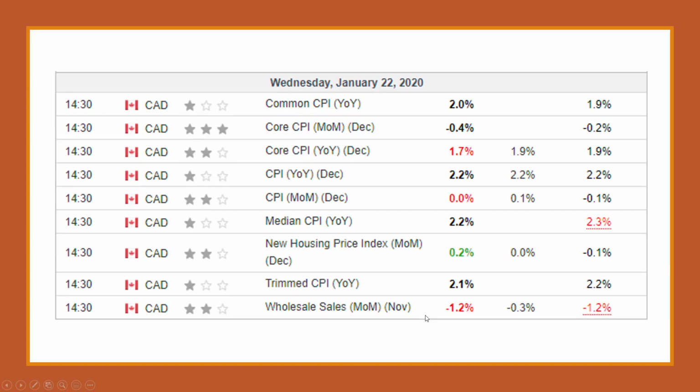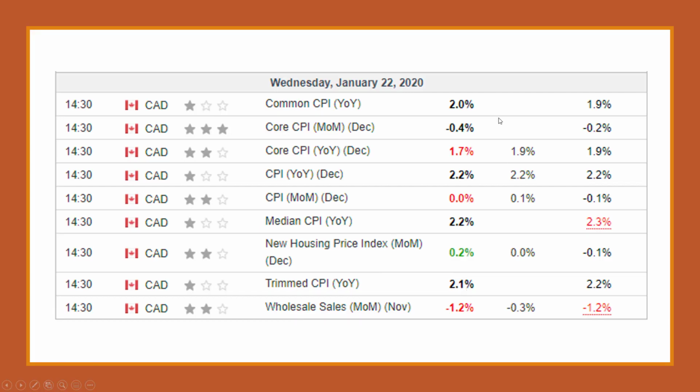And then we have some more inflation data. So again, common CPI this time edged a little bit higher. The headline numbers year on year stayed the same. Month on month dropped off slightly. Median slightly dropped off there as well. The trimmed slightly dropped off there.